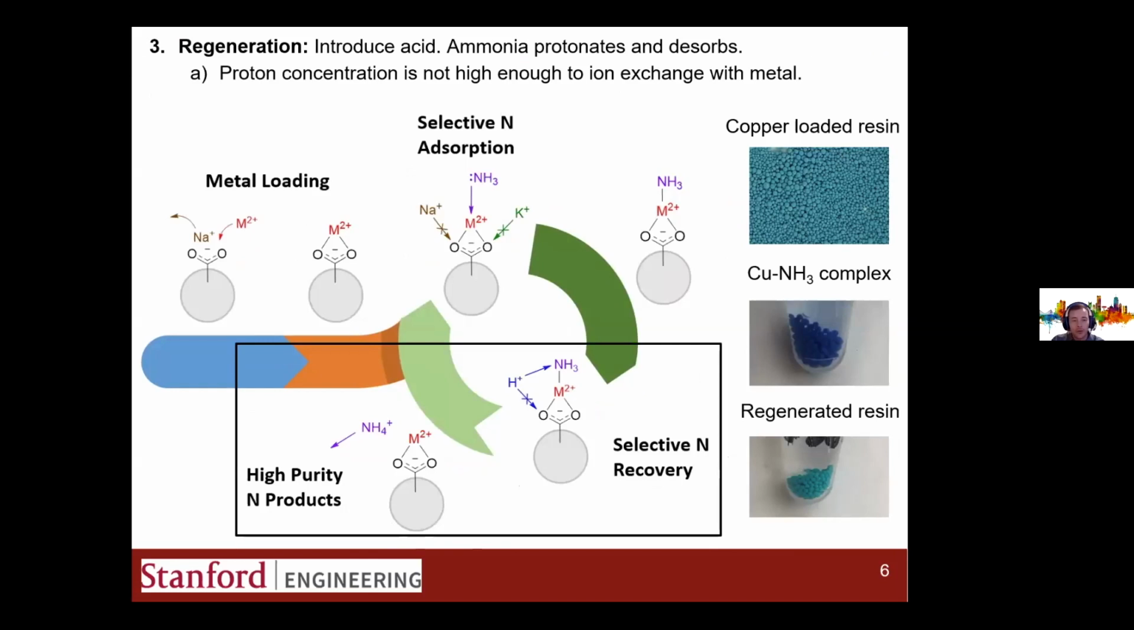Finally, to recover the ammonium, we introduce acid to protonate the ammonia to ammonium, thus breaking the metal bond for selective nitrogen recovery. However, the proton concentration gradient must not be high enough to induce widespread ion exchange with the transition metal. And the photos on the right show the copper-loaded resin at these three steps.